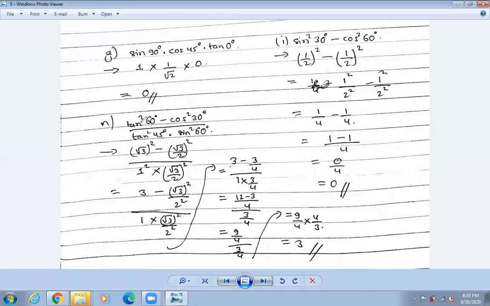So tan square 60 means, tan 60 means how much? Tan 60 means root 3. There is a square, so let us write the square. Minus cos 30 means how much? Cos 30 means root 3 by 2. Square is there, so let us write the square.